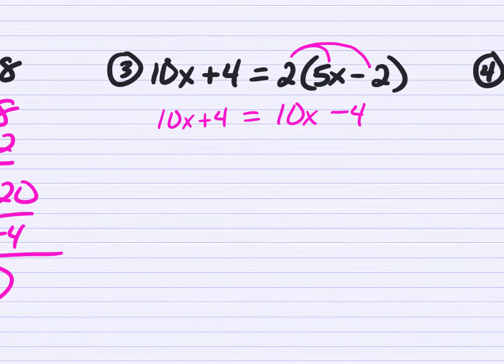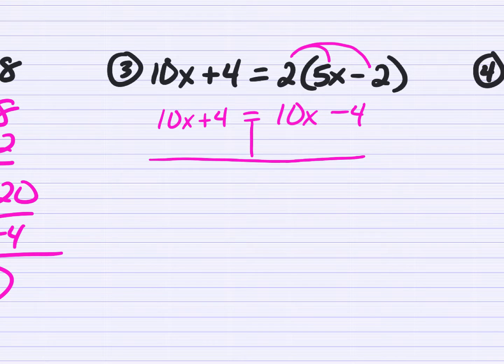Now right here, I'm hoping you guys would see something kind of weird. I have a positive 10x on the left-hand side and a positive 10x on the right-hand side. Those are the exact same things. That means our answer should be either infinitely many solutions or no solutions. So I'm going to keep going and solve this.